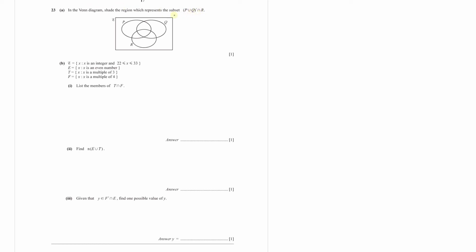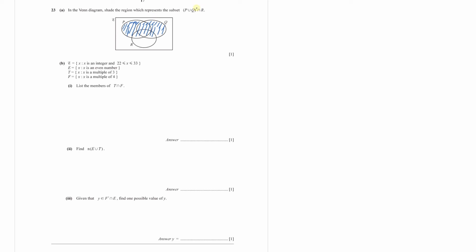So what we can do is we start with P union Q and build up to this whole expression. So what is P union Q? P union Q is everything that is P or Q. So this shaded region would represent P union Q.